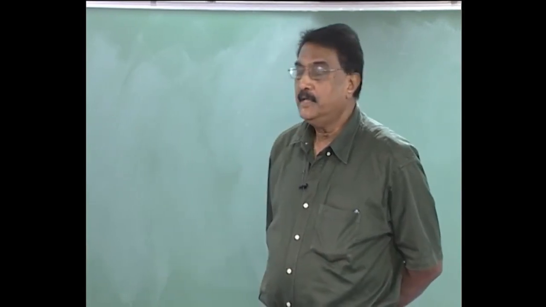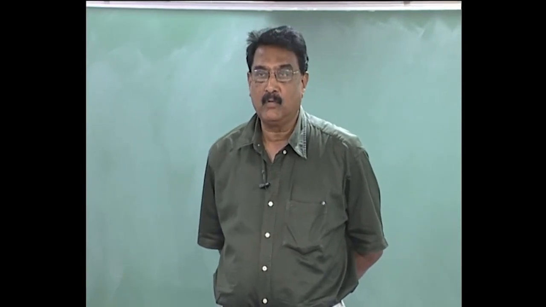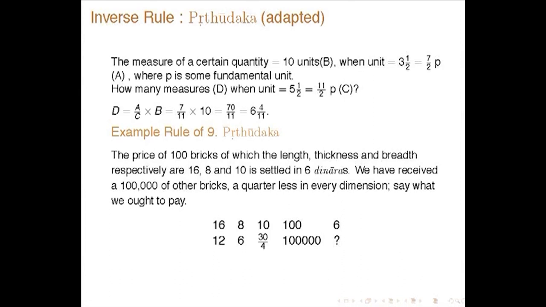Now, for proportions involving more quantities, he gives an example. The price of 100 bricks with length, thickness and breadth respectively 16, 8 and 10 is settled at 6 dinars. We have received 100,000 other bricks, a quarter less in every dimension. Say what we ought to pay. So the length, thickness and breadth are 16, 8 and 10 and the price is 6. Then for 100,000 bricks, each dimension being one quarter less, 16 becomes 12. The thickness is 6 instead of 8 and the breadth is 30 by 4 instead of 10. So we are multiplying by 3 by 4.